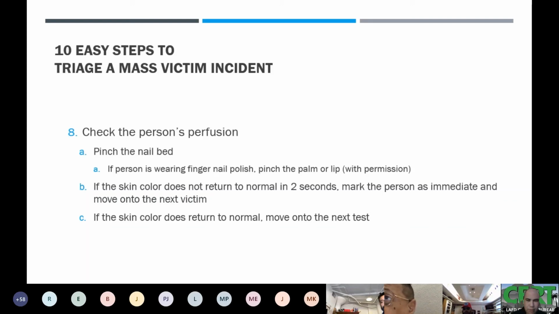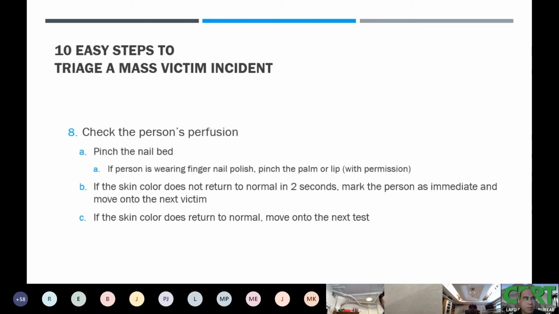I don't know if you can see me or not, but on most people, if you pinch, say, the fingernail of the thumb and let go, it turns white very briefly and then returns to normal color. This should happen within 2 seconds. If it's 3 seconds or any longer than that, that person has a medical emergency and needs to be marked as red.